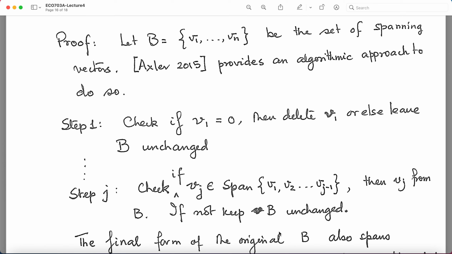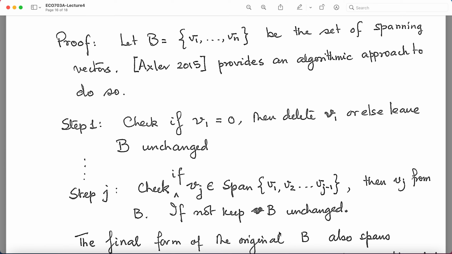V2 is in the span of V1, meaning V1 and V2 are linearly dependent, then throw away V2. Basically, you are throwing away some linear dependence, so that the final set would be linearly independent. Throw it away; if not, keep B unchanged.